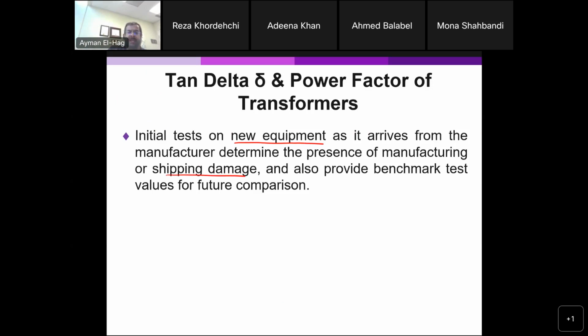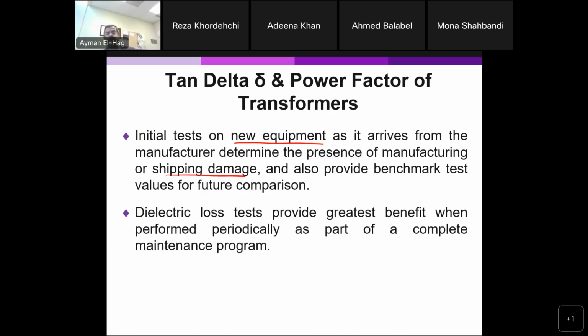So doing the tan delta at site is one of the tests. It can also be done at the site, and it's exactly the same principle. We have portable devices, we can do that at the site. Then you can compare between what has been done and during the shipment.